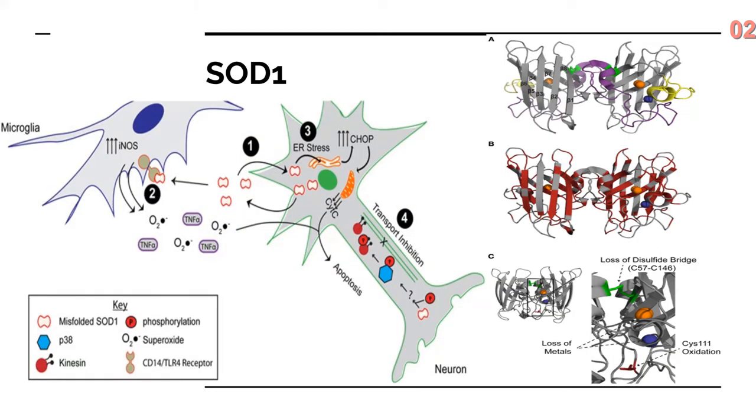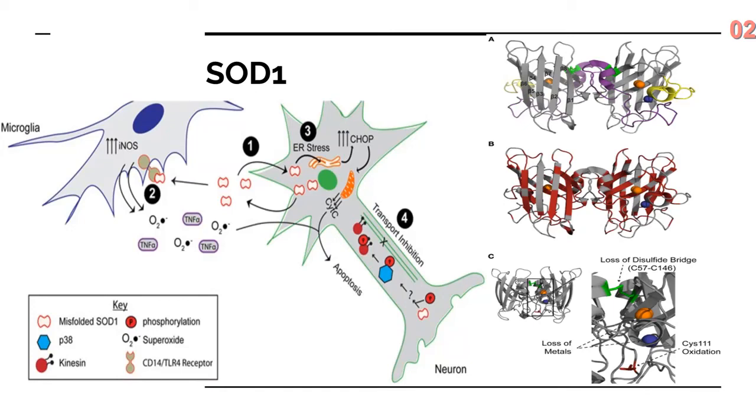The image on the left shows how a mutated SOD1 affects the body. At number 1, a misfolded SOD1 is being secreted, then later on, at number 3, the misfolded SOD1 leads to endoplasmic reticulum stress and induces mitochondria damage. At number 4, the misfolded SOD1 is in the axon of the neuron and causing inhibition.